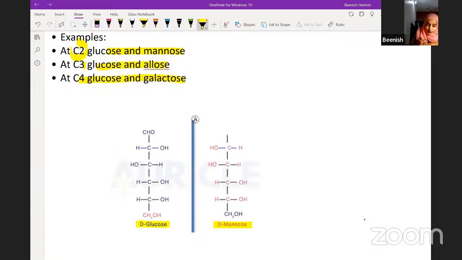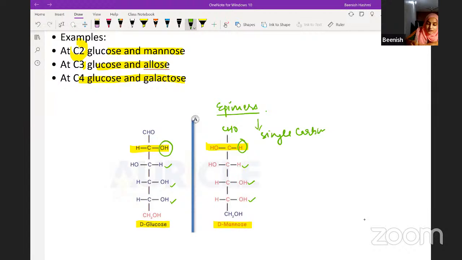See, have a look at D-glucose and D-mannose. So it says that carbon 2. You can see this is carbon 2. Now, you can see at carbon 2 in D-glucose, the hydroxyl is on the right, whereas in D-mannose, hydrogen is on the right. And you can see the hydroxyl and hydrogen orientation at the rest of the carbons, that is at carbon 3 and 4, they're all the same. So, these are epimers. That is, there is a difference in orientation of hydrogen and hydroxyl only at a single carbon. So in this case, that single carbon is C2 in the case of glucose and mannose.